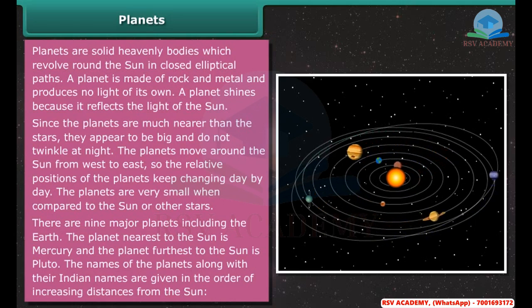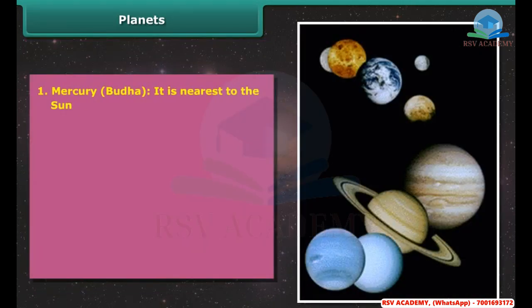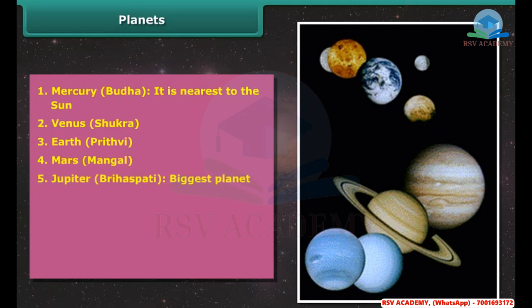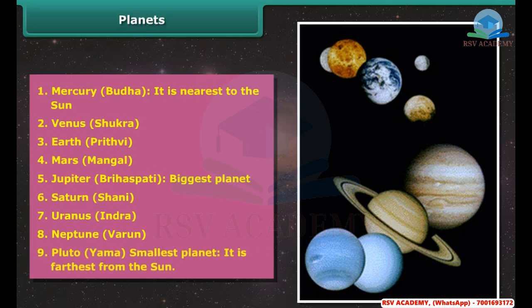The names of the planets along with their Indian names are given in the order of increasing distance from the Sun. Mercury, Buddha. It is the nearest to the Sun. Venus, Shukra. Earth, Prithvi. Mars, Mangal. Jupiter, Brihaspati, biggest planet. Saturn, Shani. Uranus, Indra. Neptune, Varun. Pluto, Yama, smallest planet. It is farthest from the Sun.